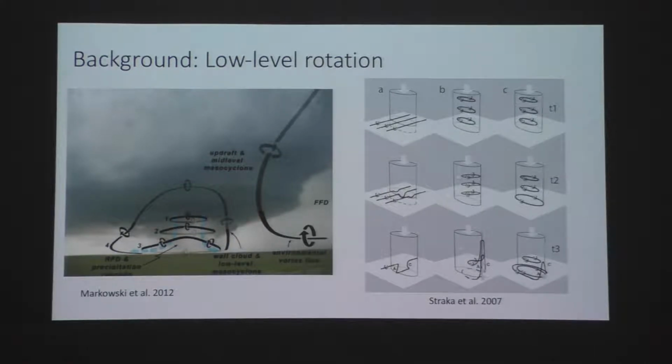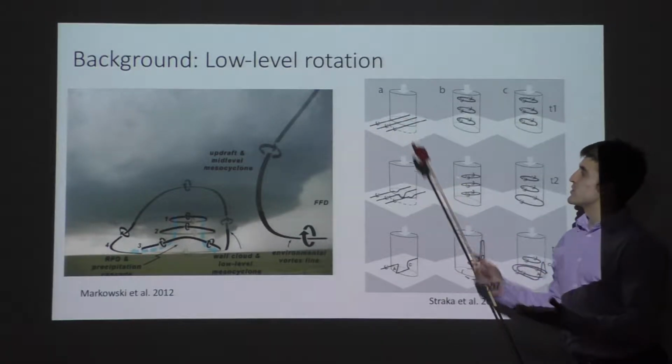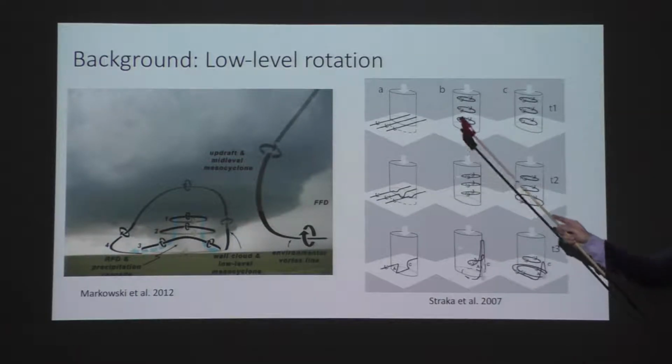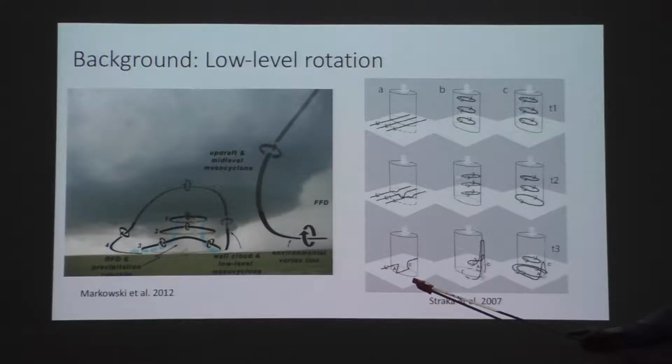So how can we generate rotation in either of these cases? Well, consider a field of vortex lines on the left in this panel A here of Straka et al. 2007. If a downdraft is imposed on this, it can theoretically depress the vortex lines in the environment and lead to a counter-rotating couplet, as it's called, on either side of it, a cyclonic and an anticyclonic branch.